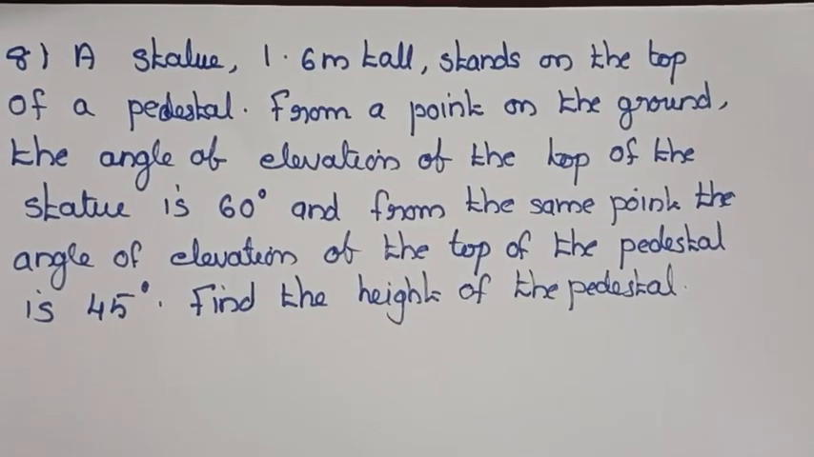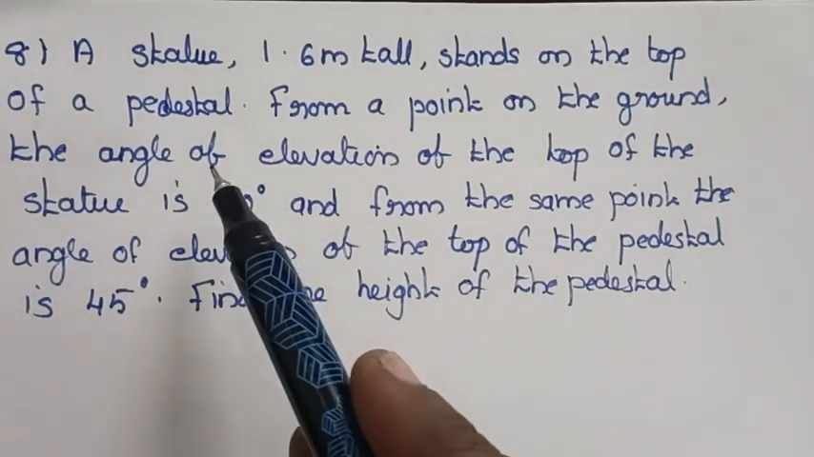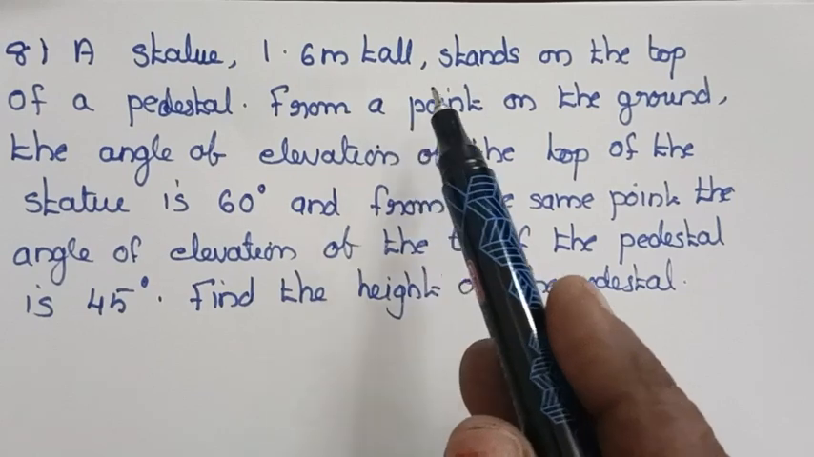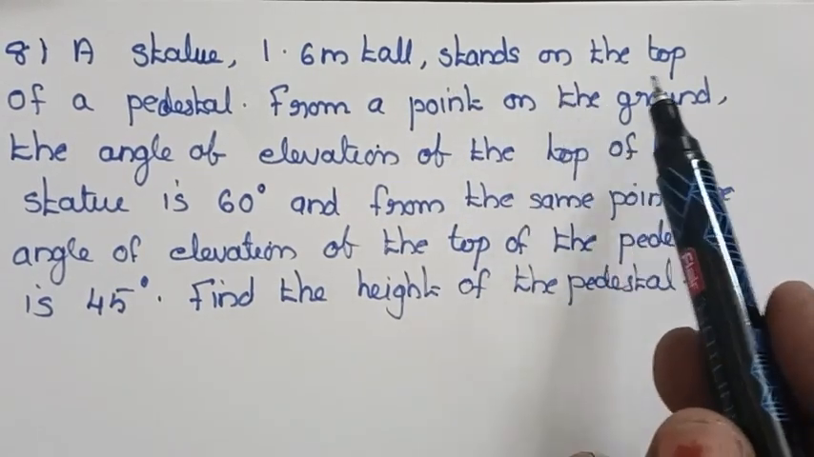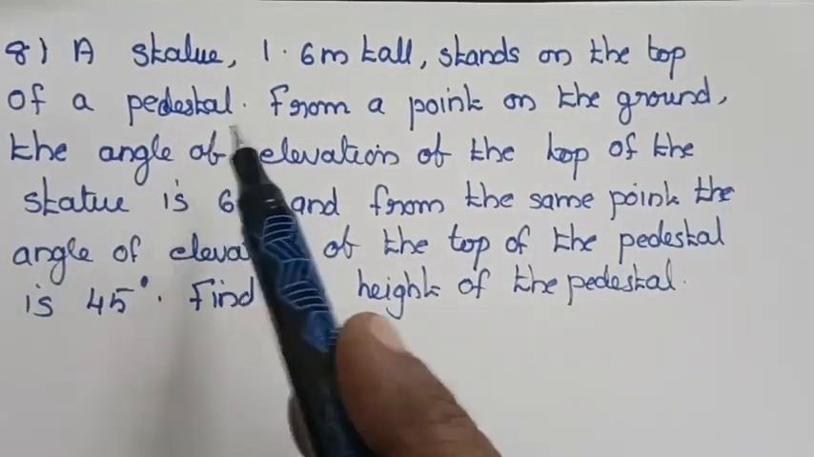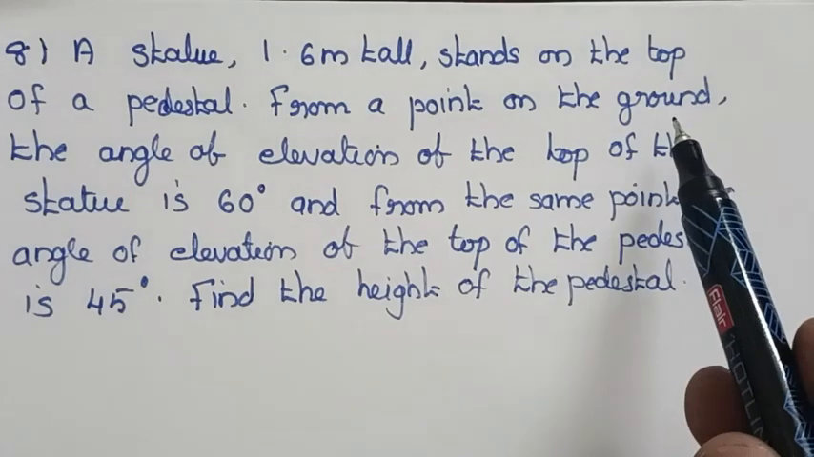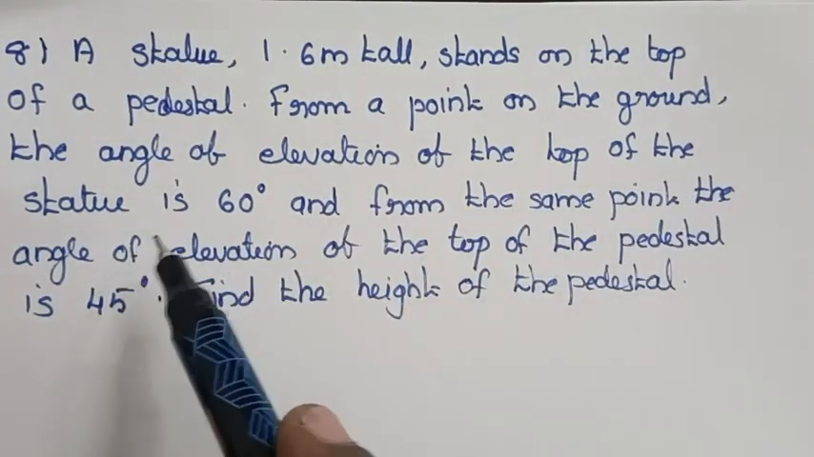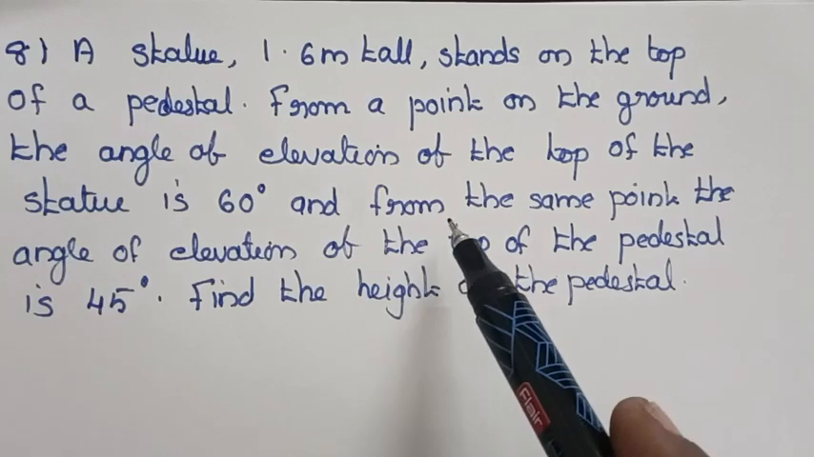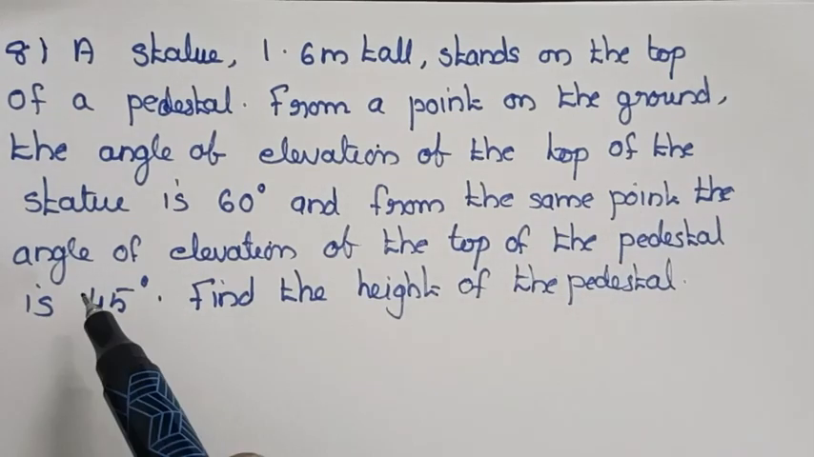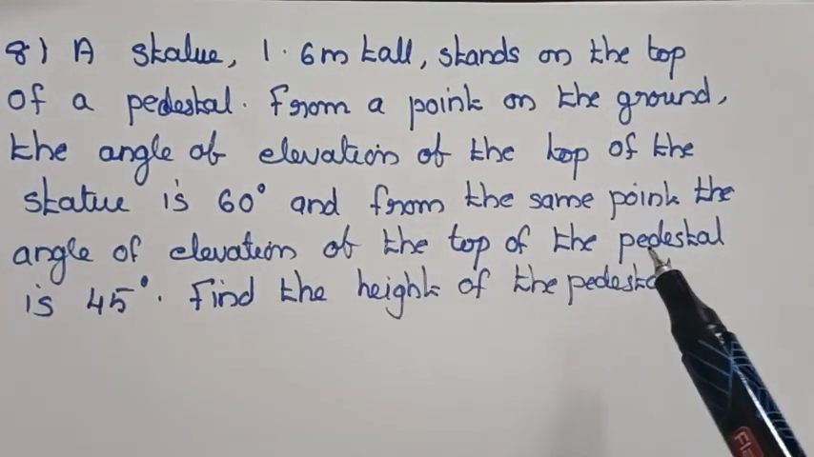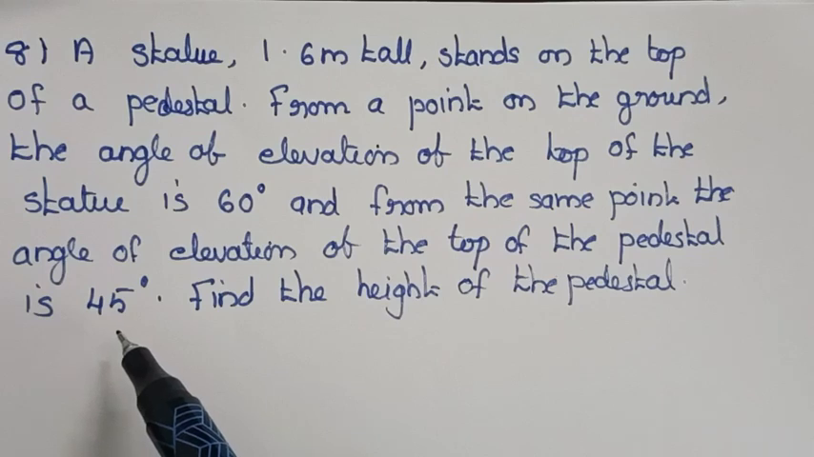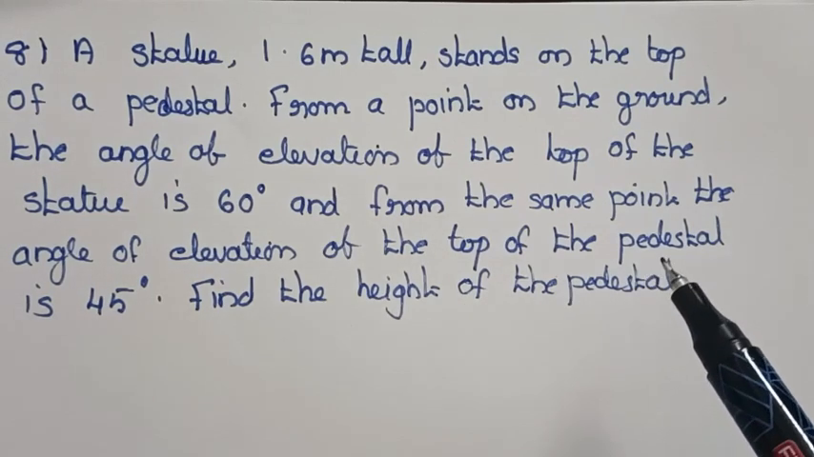8th question. A statue 1.6 meters tall stands on the top of a pedestal. From a point on the ground, the angle of elevation of the top of the statue is 60 degrees, and from the same point, the angle of elevation of the top of the pedestal is 45 degrees. Find the height of the pedestal.